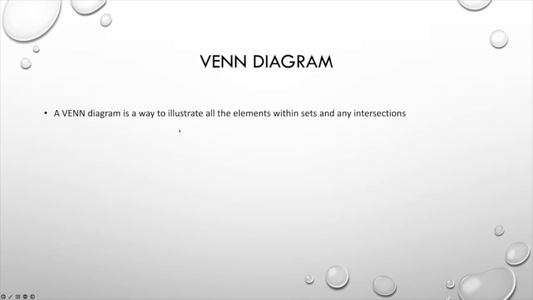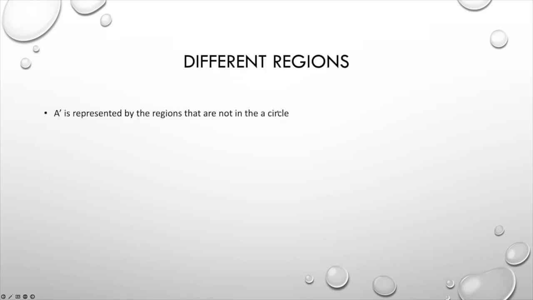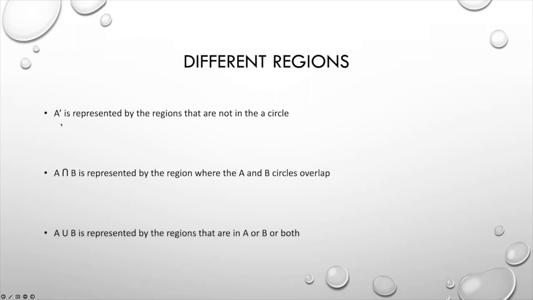Venn diagram. A Venn diagram is a way to illustrate all the elements within sets and any intersections. A Venn diagram consists of a rectangle, that is the universal set, and inside there are circles. These circles may overlap or not overlap. When those circles do not overlap, we say they are disjoint sets. Different regions in a Venn diagram: we can represent like this.